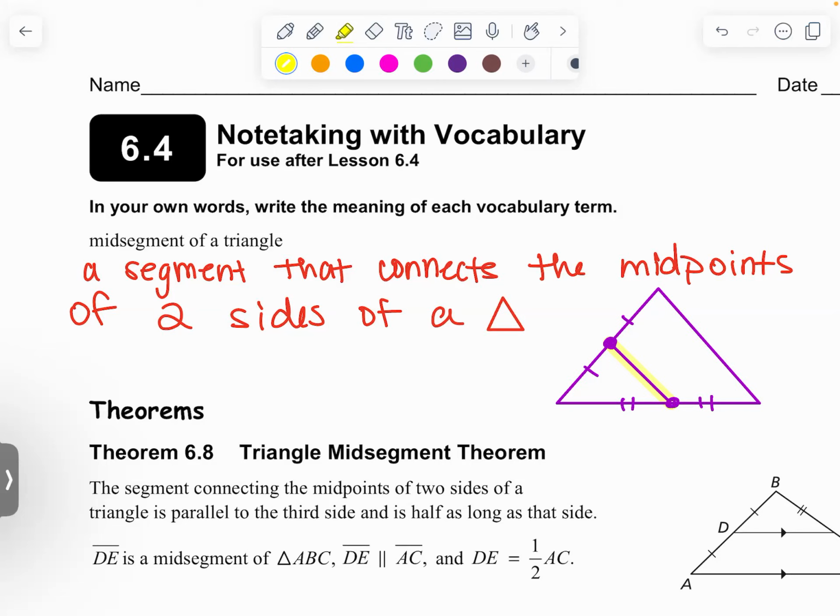So how many mid segments would we be able to draw if I put the midpoints of all three sides? How many? Three. We would have three mid segments because we could draw this one here. We can make a cute little picture like that.